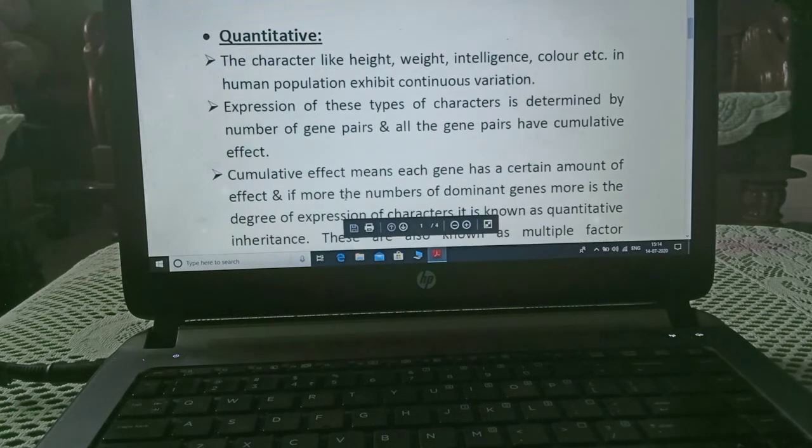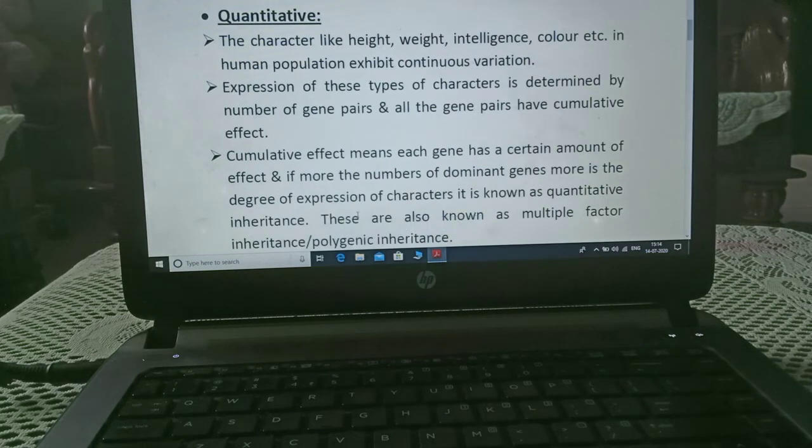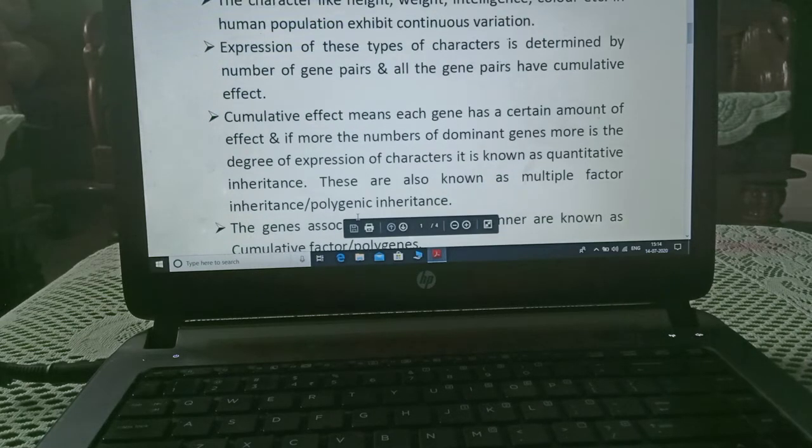Now quantitative. Characters like height, weight, intelligence, color, etc. in the human population exhibit continuous variation. Expression of these types of characteristics is determined by a number of gene pairs, and all the gene pairs have a cumulative effect. Cumulative effect means each gene has a certain amount of effect, and the more the number of dominating genes, the more is the degree of expression of the characteristic, which is known as quantitative inheritance.